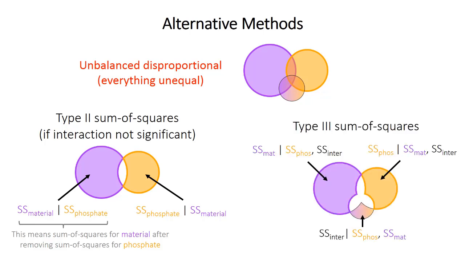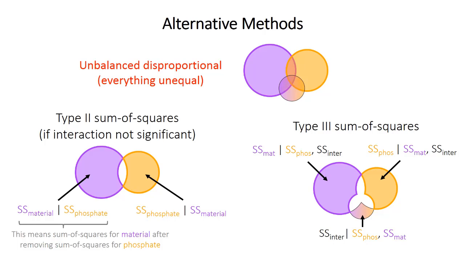Now, if the interaction is significant, it gets more complicated. There's this type 3 sum of squares, and in it, each factor, as well as the interaction, are allocated the sum of squares unique just to that component. Any overlapping or shared sum of squares are ignored. So for example, the sum of squares for material is that after accounting for the sum of squares for both phosphate and the interaction.